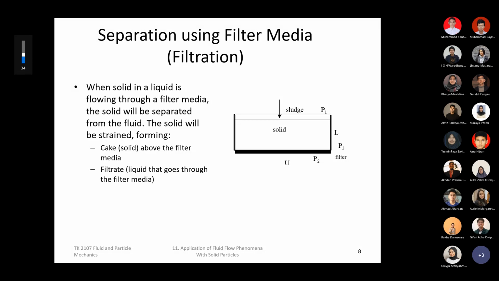So today we will try to finish the topics on the application of particle presence in the flow. Last week we already talked about gravity settling, which is a separation of a particle from air, typically using gravity force. That means we provide enough size of a chamber so that the particle can drop towards the bottom of the chamber.